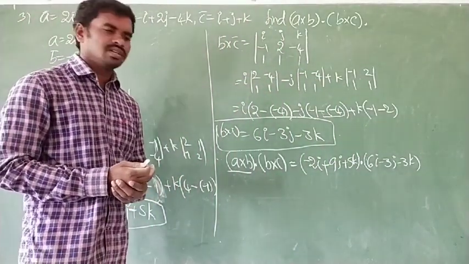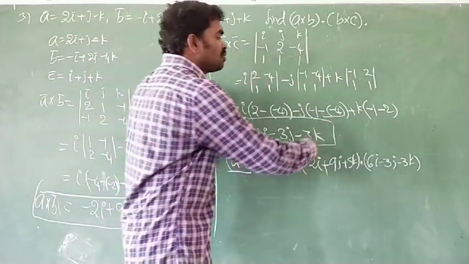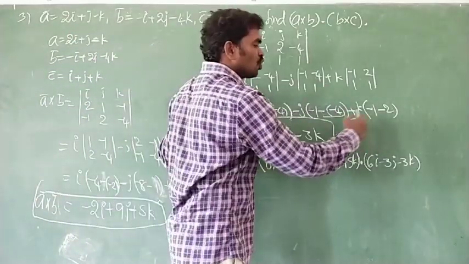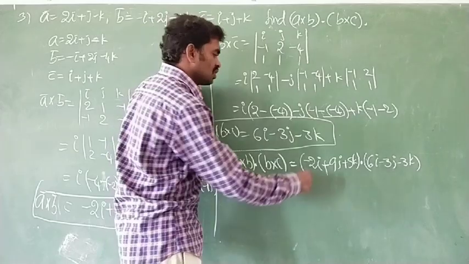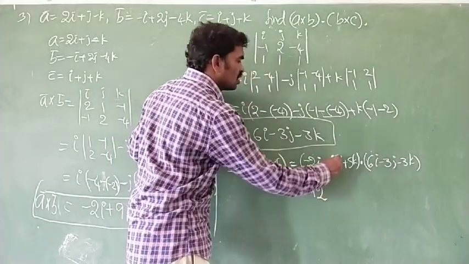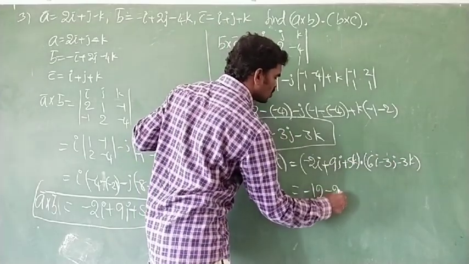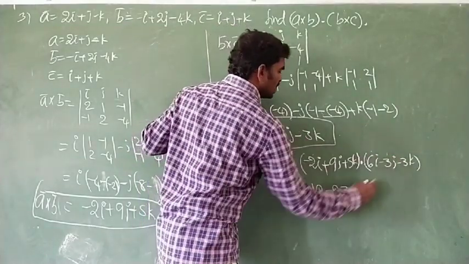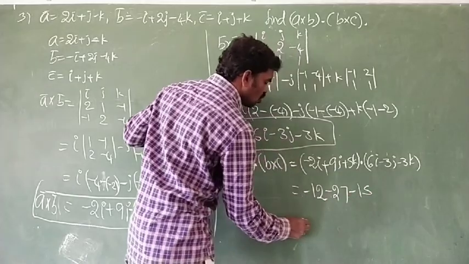Yes, very good. I coefficient with I coefficient, j coefficient with j coefficient, k coefficient with k coefficient. So minus 2 into 6 is minus 12. Next, 9 into minus 3 is minus 27. 5 into minus 3 is minus 15. So all are negative terms.